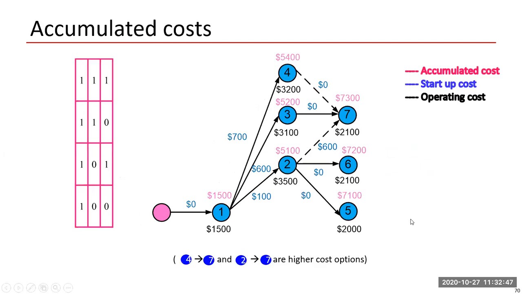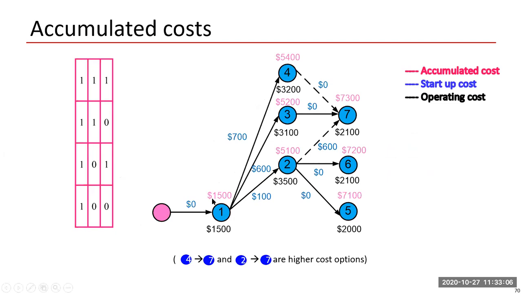Now I calculate the accumulated cost. I add up the costs. How do I do it? If I am here, I have to add up the operational cost at this node plus any startup cost for transition or any state transition cost. Because there is no state transition cost, I will simply add 1500 plus 0, which becomes 1500.